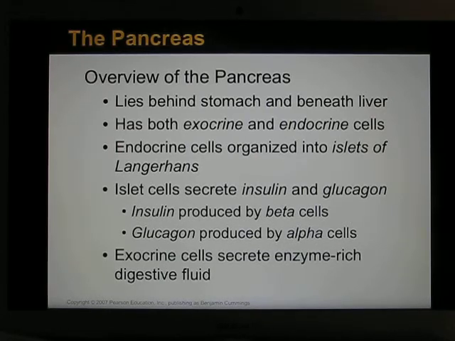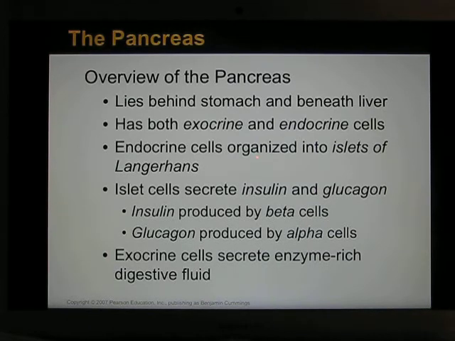Now let's go to the pancreas. The pancreas is an endocrine and exocrine organ. Here we focus on the endocrine part and the hormones it releases. When we go to the digestive system, we will talk about the pancreas again. It releases exocrine digestive enzymes to the small intestine.